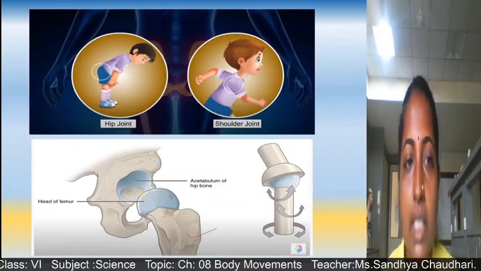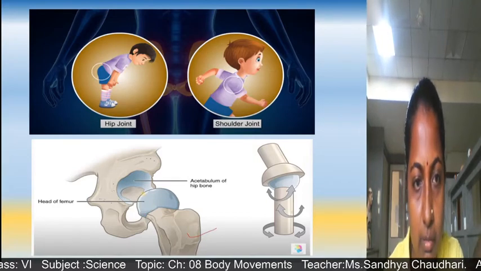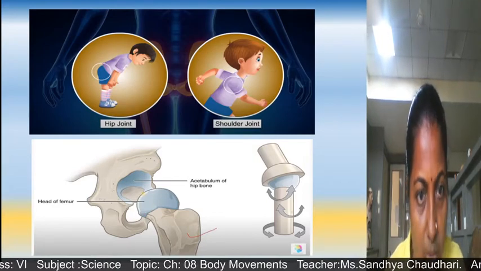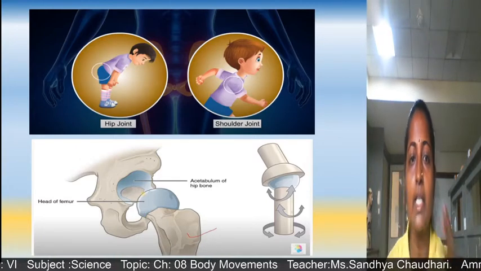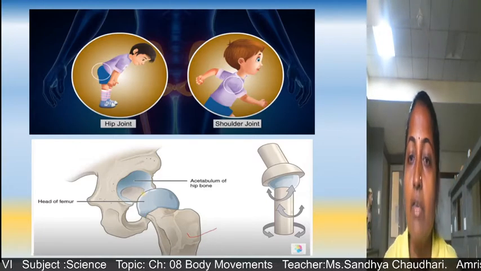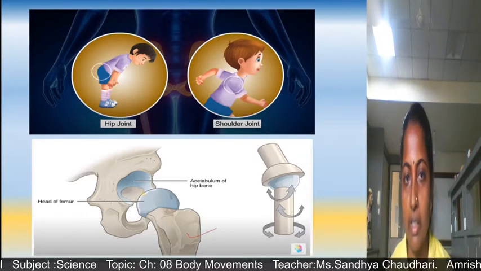Okay, so this is a ball and socket joint. Here you can see the hip joint. In the hip joint, you can see in the figure below that a socket type structure is there and the rounded end of one bone is fitted inside that, and it can rotate, just like our legs. That is the hip joint. So we can rotate our leg.